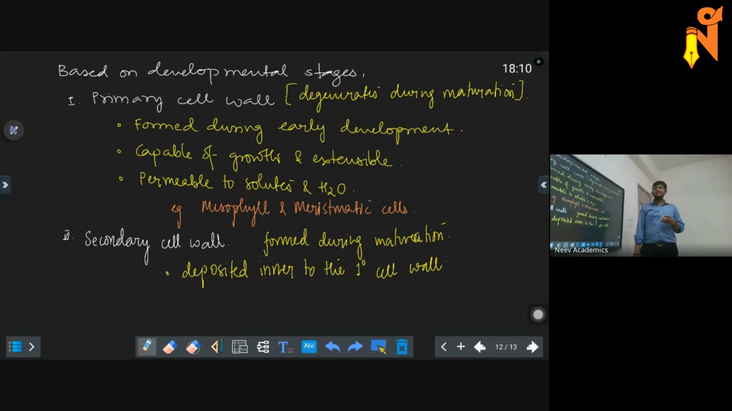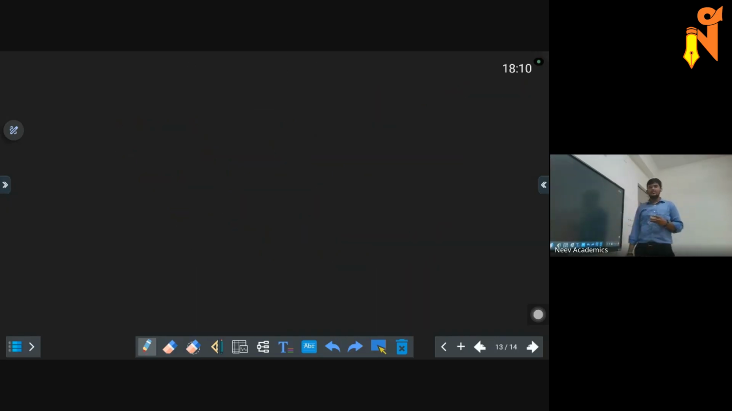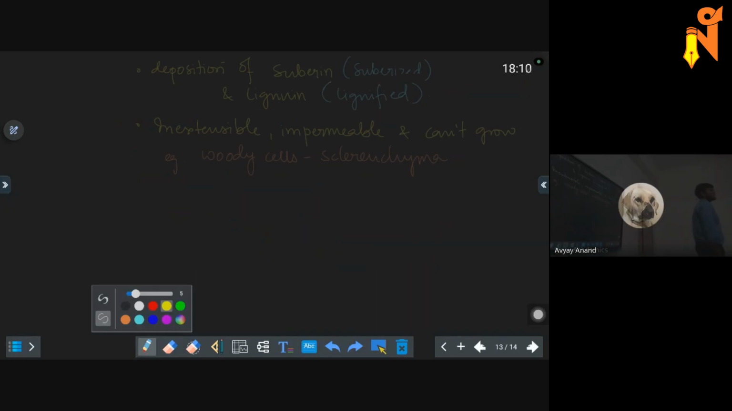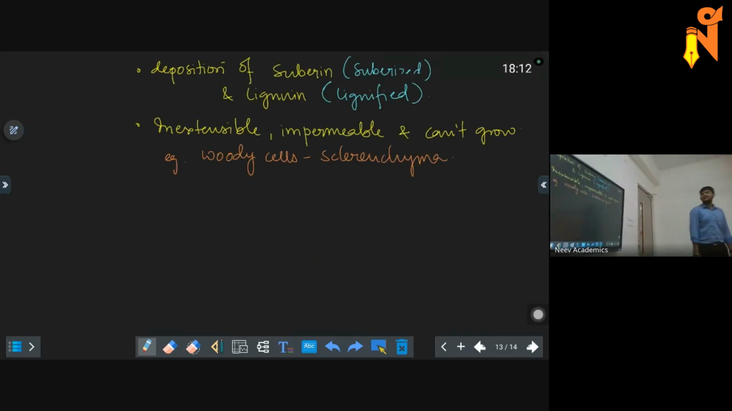So dead cells can also show function. Most of the xylem materials are dead. Okay, it is lignified. I missed the G.